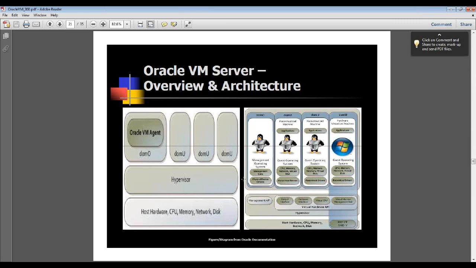Again, this is the same diagram. This is another version of the same diagram that we just saw, in which on the right-hand side you can see three guest VMs, two Linux guest VMs and one Windows hardware virtualized guest VM sitting on top of the hypervisor and managed by Dom0.